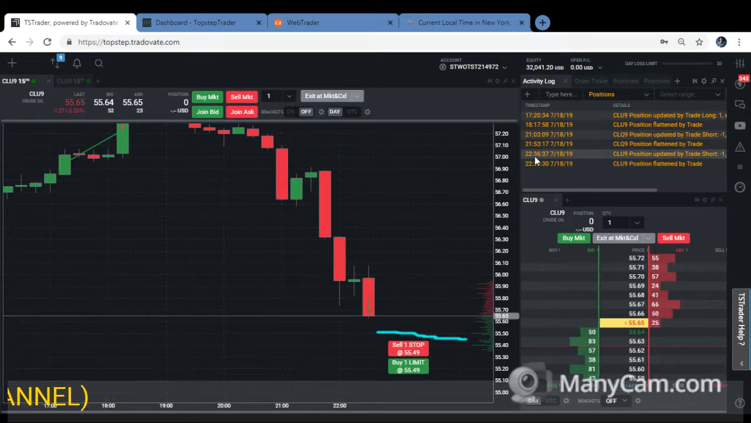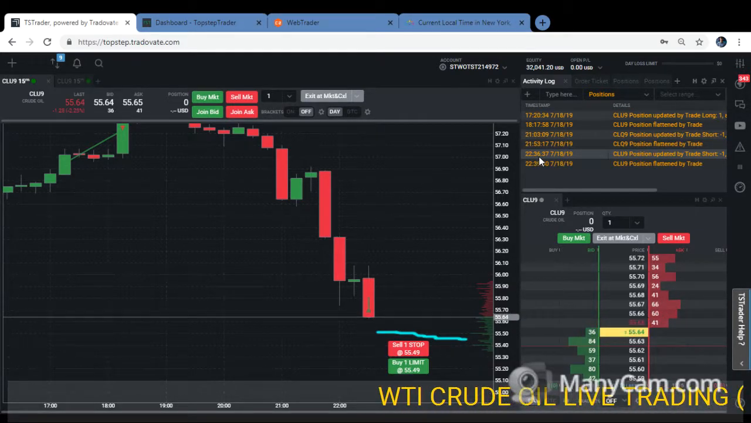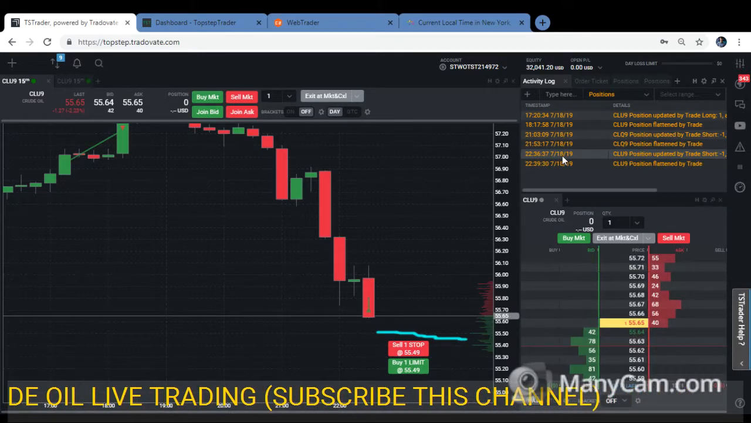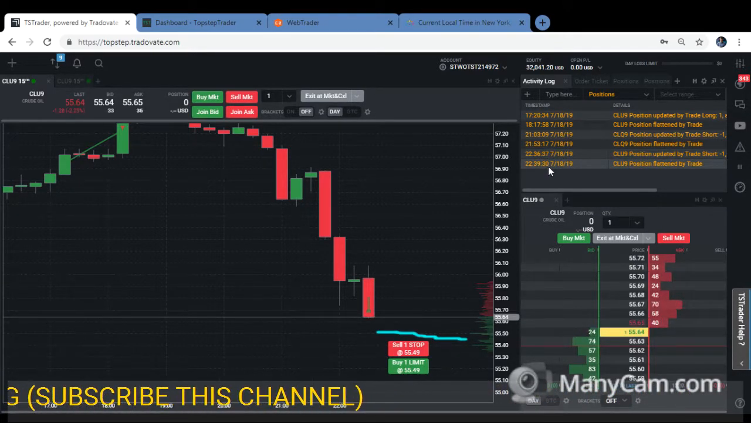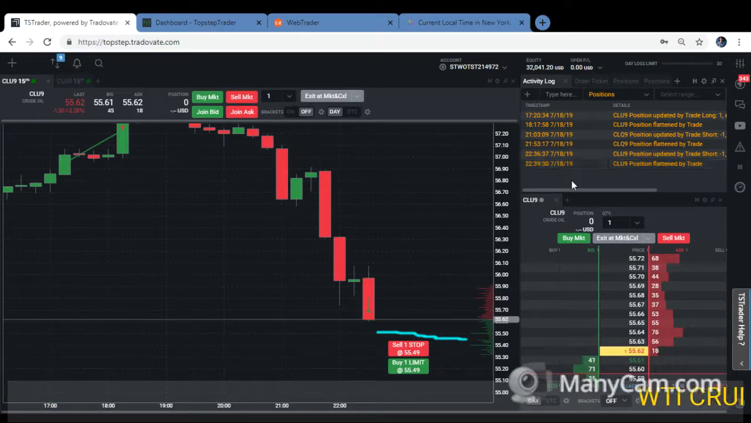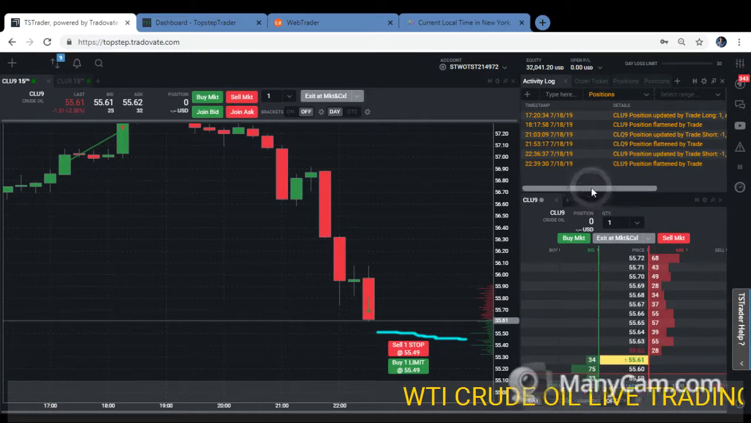My local time is 12 hours ahead of New York time. So now is 22:36, which is 10:36 p.m. This is where I short my position. So within 3 minutes I earn around, let's go into the detail.